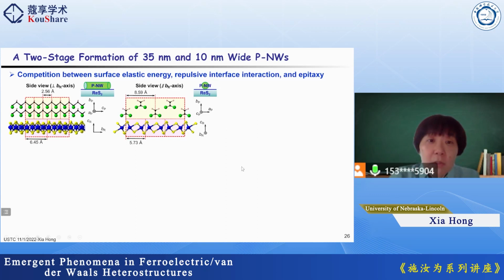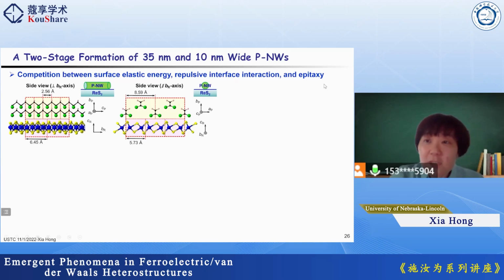To understand it, we consider what drives the morphology of PVDF. There are mostly two energies in place. One is a surface elastic energy that wants to increase the surface-to-bulk ratio, so it prefers to spread out, forming thin films. But because the rhenium disulfide surface is hydrophobic, it has a repulsive interaction, and you want to form a coarse surface so that it reduces the interaction surface.